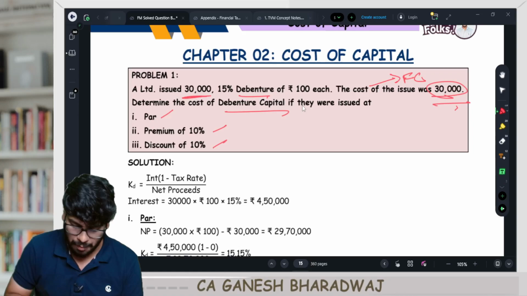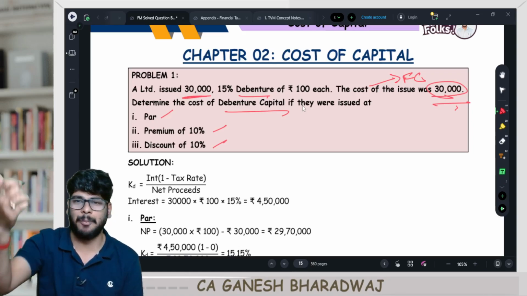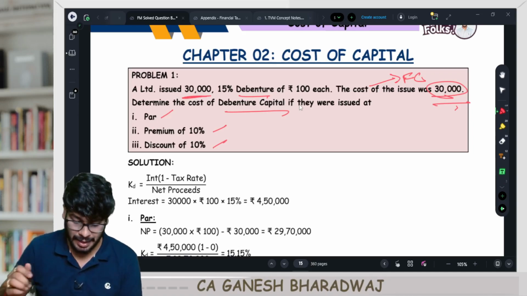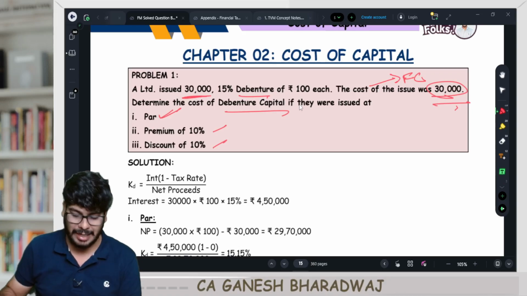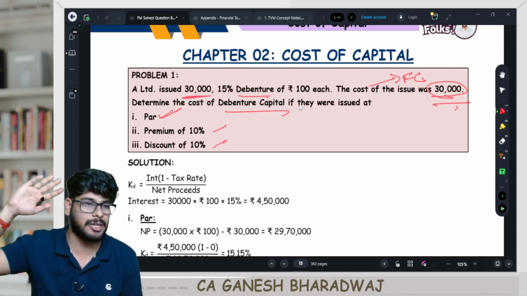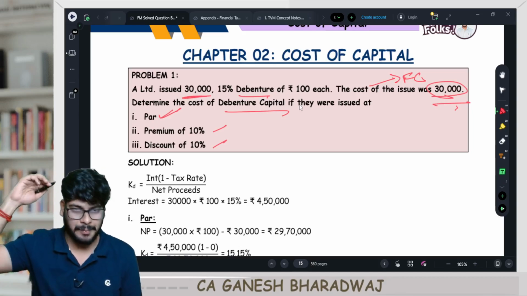So now, what is the formula? Simple. What I pay upon what I receive: I into 1 minus T divided by net proceeds. Correct? Now, in case it has been issued at par. Now, guys, one thing. Please, attention here.